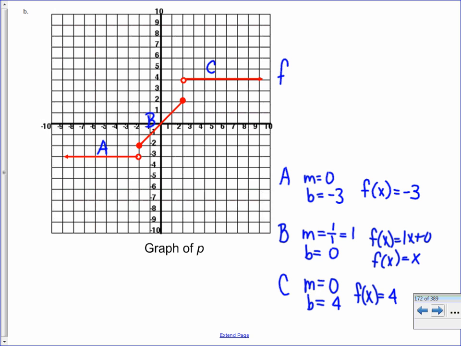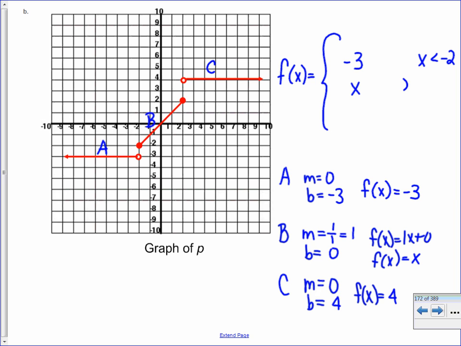Now we're going to write it as a piecewise function. So for component A, my equation f of x is -3, such that, what are the restrictions on the domain? Well, it's an open circle at the -2. So x is less than -2. For line segment B, my function is x. f of x is equal to x.